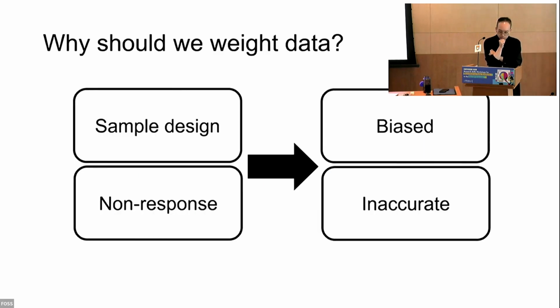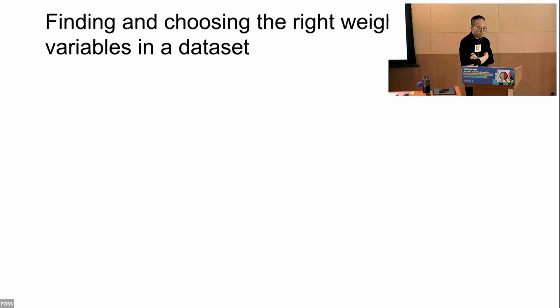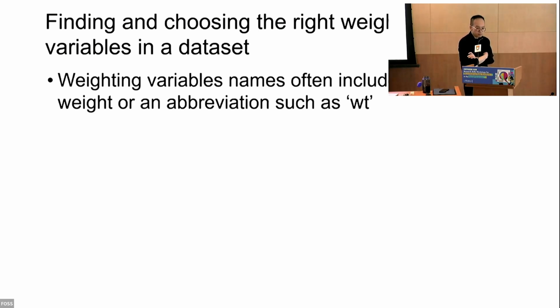There are a number of factors that can make survey data unrepresentative of the population. Factors such as the sample design or non-response can lead to certain groups being over or underrepresented in the data. If we don't adjust for these factors, our results can be biased or inaccurate. This applies to descriptive statistics as well as estimates from more complex statistical models. But weights allow us to compensate for these factors, and most social survey datasets include weighting variables. With a dataset, one way to identify weighting variables is in their names. Weighting variable names often include the word weight or an abbreviation such as WT.